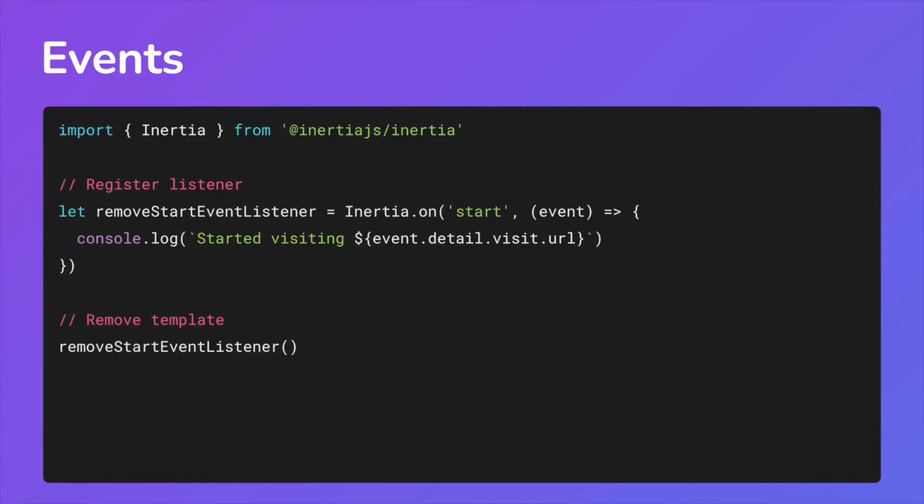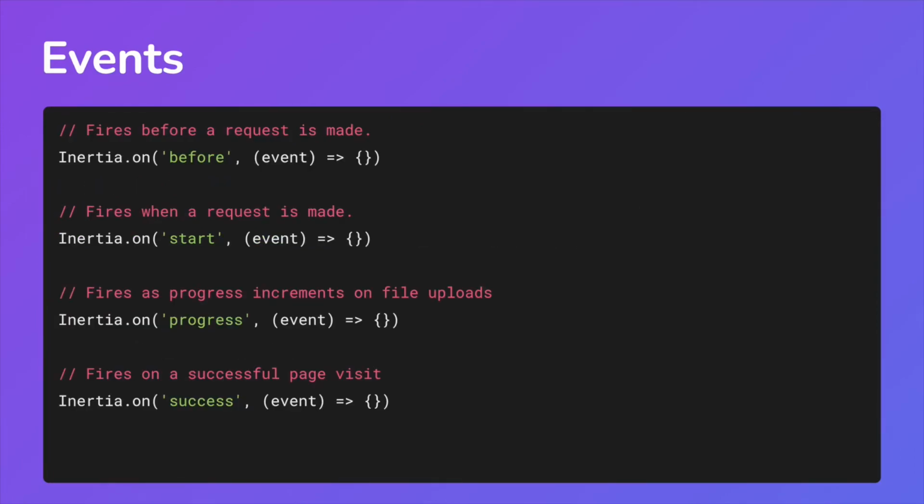Inertia lately also added an event system. You can register Inertia events in your JavaScript by using the on method of the Inertia class. This method will always return a callback method, which you can access later to remove the event listener for the registered event. Inertia offers events for many use cases. The before event is useful for intercepting a visit, and the start event can help you implement a loading indicator. And please note that the success event will not fire when navigating through the browser's history.